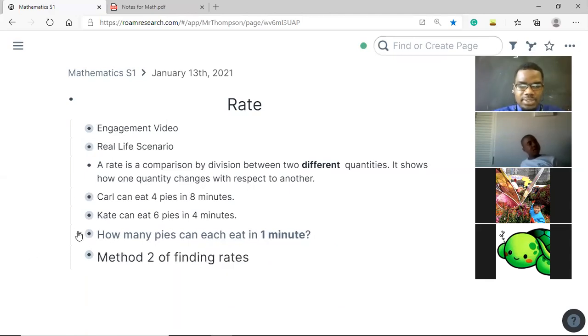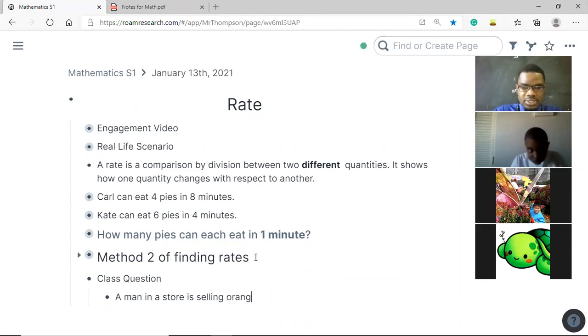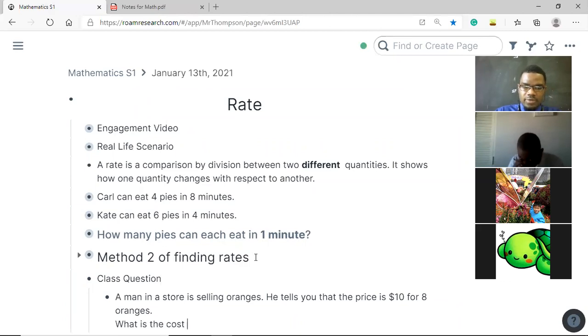We're going to say we have apples and oranges. Here's an example class question. We're going to do it together. Write this for me. Here we go. It says, a man in a store is selling oranges. He tells you that the price is $10 for 8 oranges. What is the cost for 1 orange?